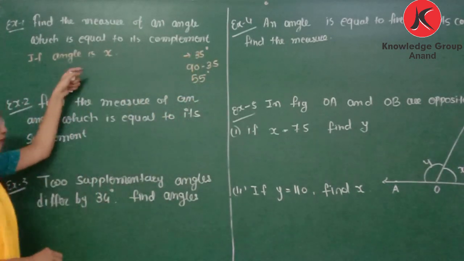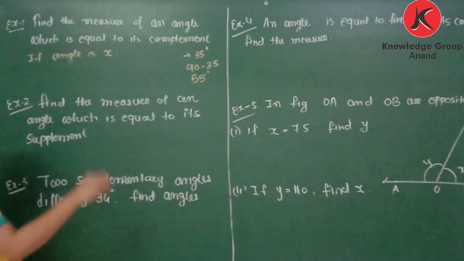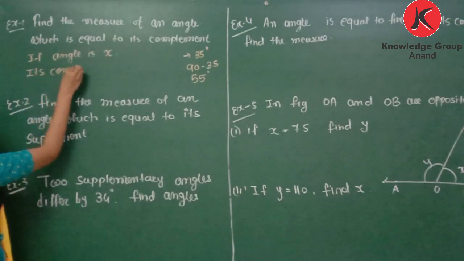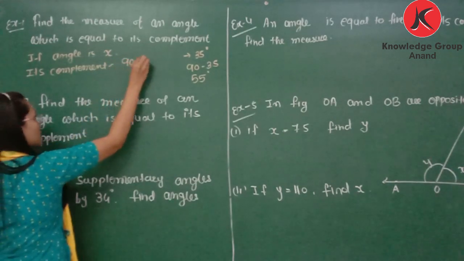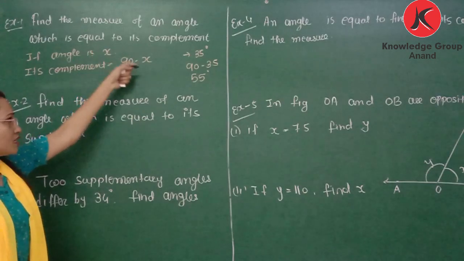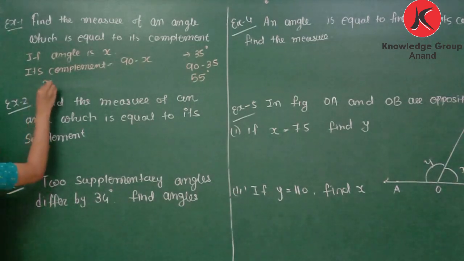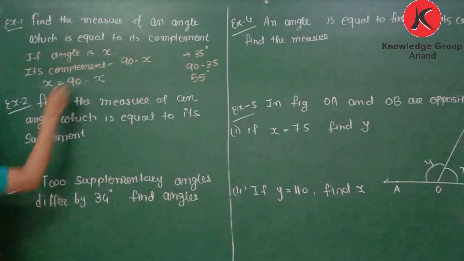But here we don't know what the angle is. So let's say the angle is x. So what is its complement? Its complement will be 90 minus x. These two angles are equal. If one angle is x, then the complement is 90 minus x. And in the equation it is written that both are equal. So we can write x is equal to 90 minus x, because they are equal.